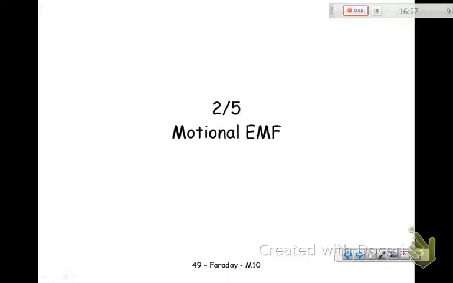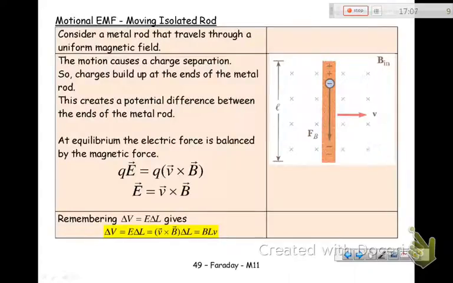Okay. So we introduced Faraday's law, and we've done 3 typical questions. Let's talk about a thing called motional EMF, not emotional EMF, but motional EMF. And this is how we play with this thing.